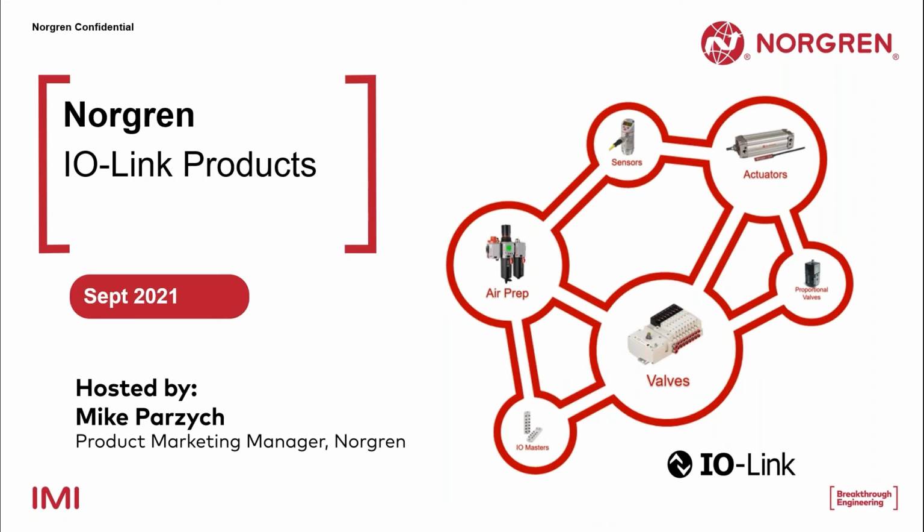First, we're going to provide a brief overview of what IO-Link is and some of the benefits for packaging equipment. And then we're going to highlight some of our key IO-Link products in the areas of air preparation, valves, sensors, and switches.